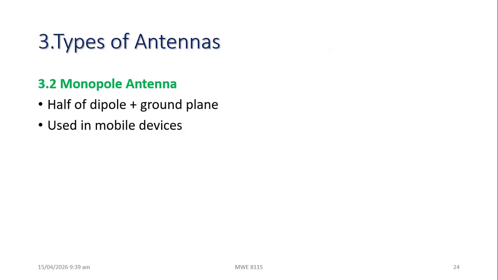A monopole antenna is similar to a half dipole, but it has a ground plane. It's very, very popular, especially in mobile communication. So it's basically an improvement of a dipole antenna, and I will not talk much about it.